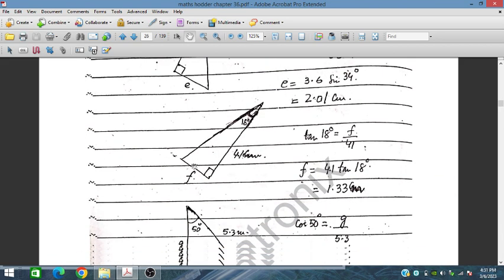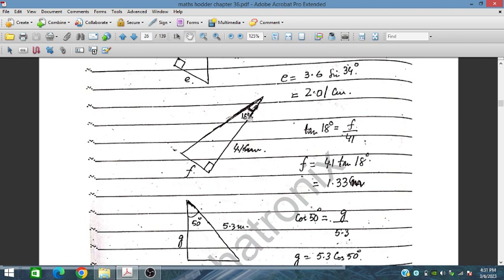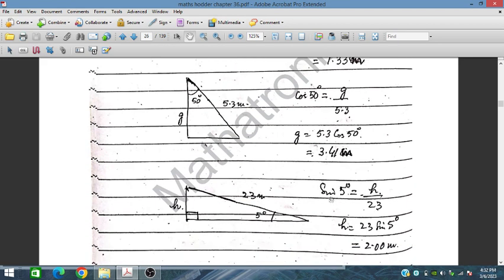Similarly for this one, this is the angle, this is 4.1 centimeters, this is F, this is adjacent and opposite. So tangent 18 degree is equal to F upon 4.1 centimeters. So 4.1 multiplied by tangent 18 is equal to 1.33 centimeters.